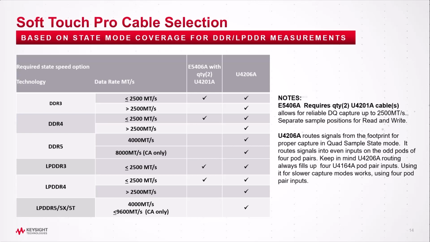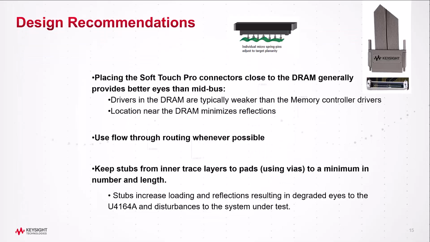It routes the signals into the even inputs on odd pods of 4 pod pairs. This means that one U4206A, the routing from it will fill up an entire U4164A if you're putting all the pods into a single U4164A. Using it for slower mode captures will work. You can always slow the system down and go into dual sample or normal mode. However, keep in mind that the routing of the cables is still going to use up 4 pod pair inputs.